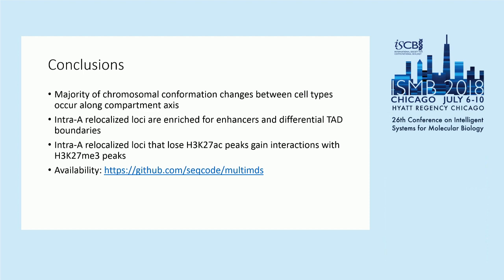So my method is publicly available. It's called MultiMDS. It's available on GitHub. And I think with the availability of Hi-C data sets, there's a lot of opportunities to compare, for example, time course differentiation, and also comparing condition-specific Hi-C data. So for example, with a knockout, how is that changing the Hi-C data overall?